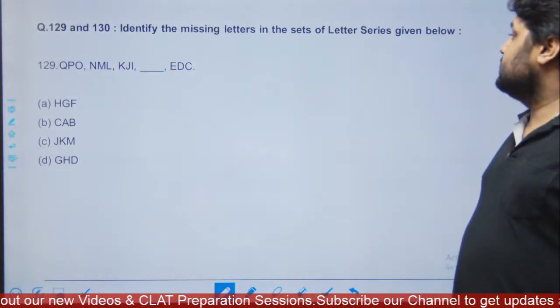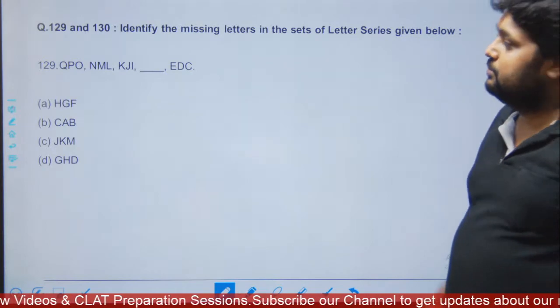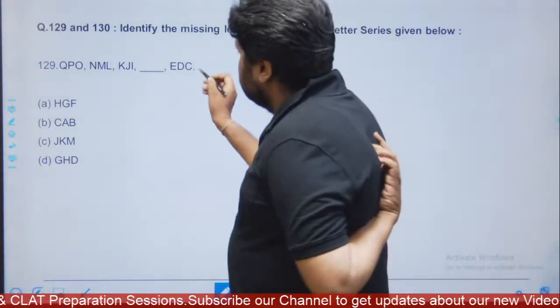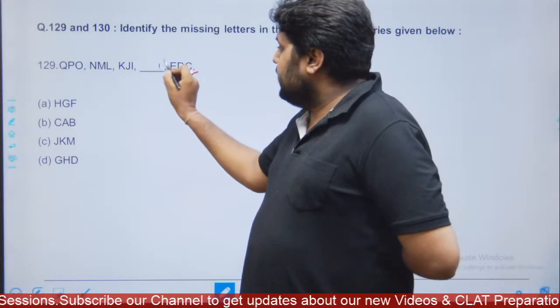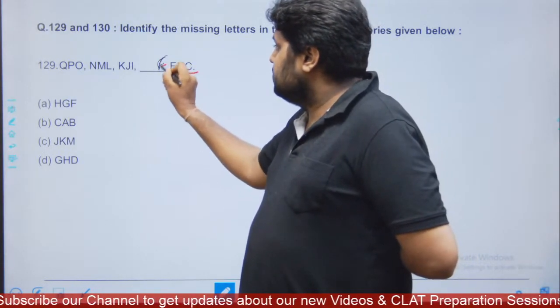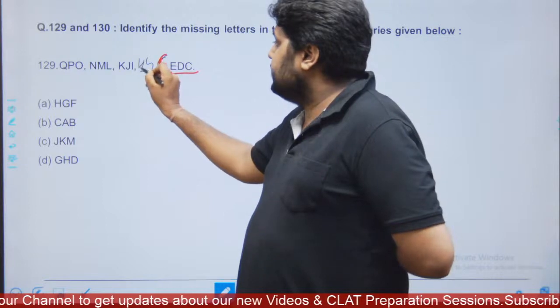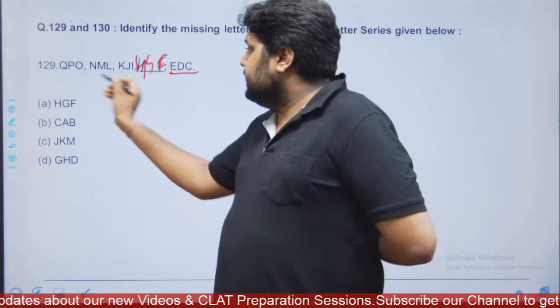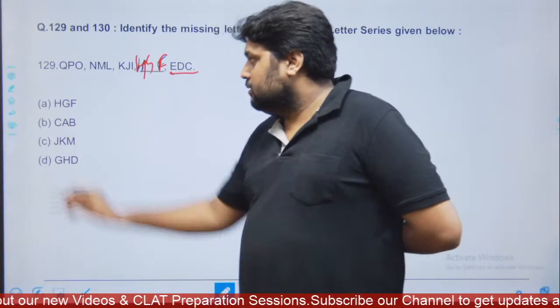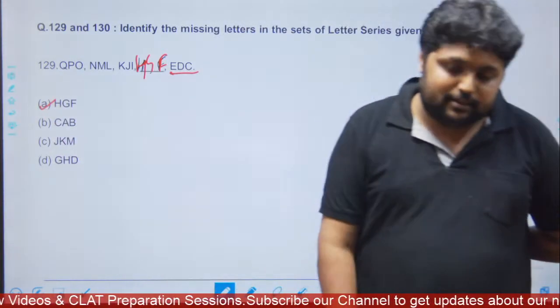Identify the missing letters in the sets of letter series given below. See the pattern. From backward you can check C, D, E. So definitely F, G and H, then I, J, K, L, M, N. Simple, the easiest one. H, G, F will be the answer.